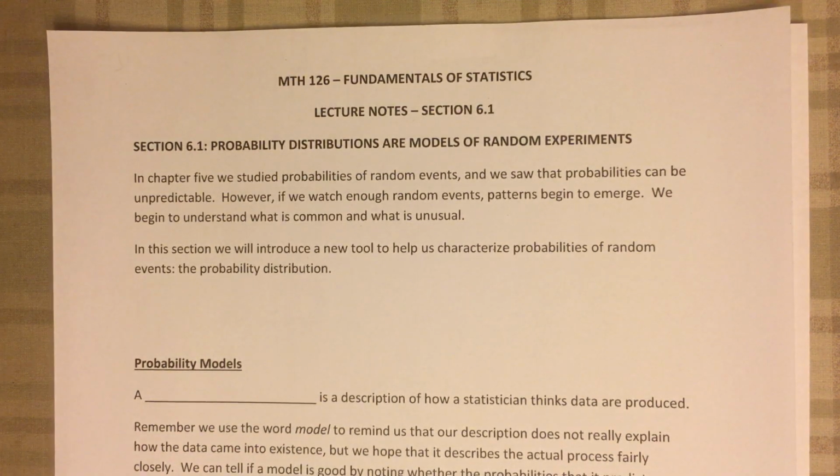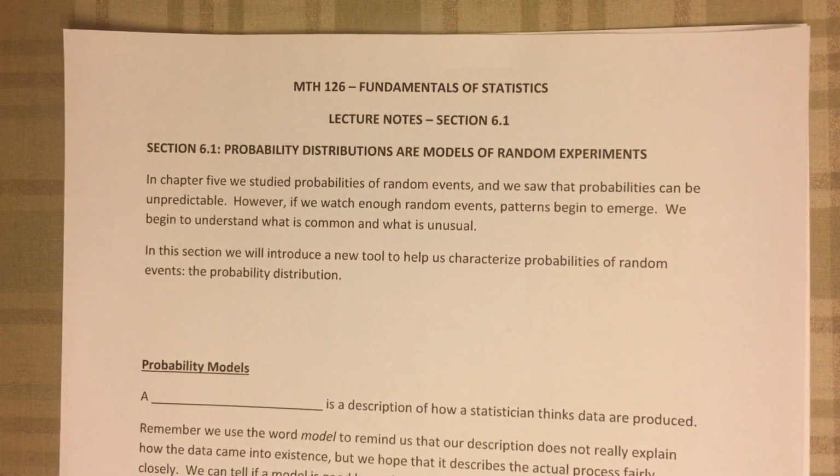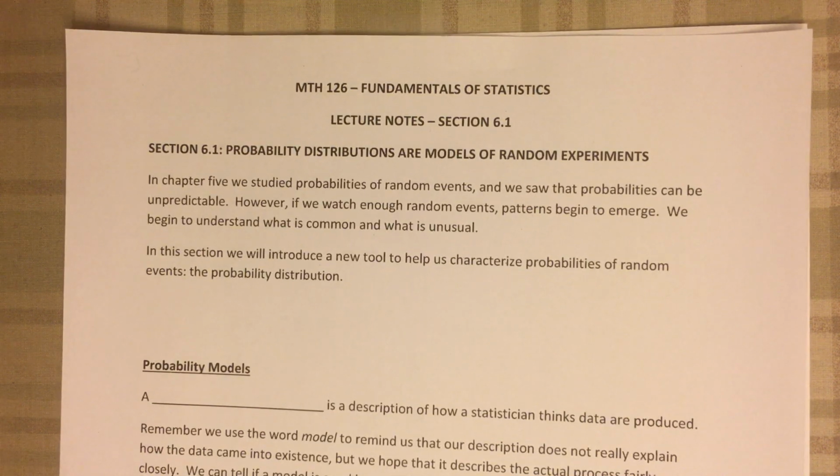Today we are going to start Chapter 6. To begin with, Chapter 6 in a way ties into where we left off with Chapter 5. In Chapter 5 we were looking at probabilities of random events. We talked about different ways that we can combine them and different types of probabilities that we could find.